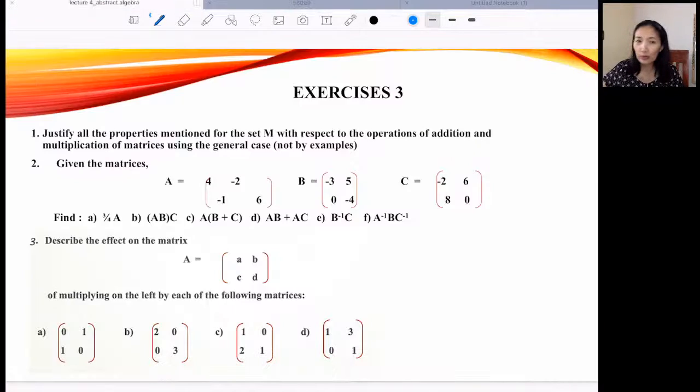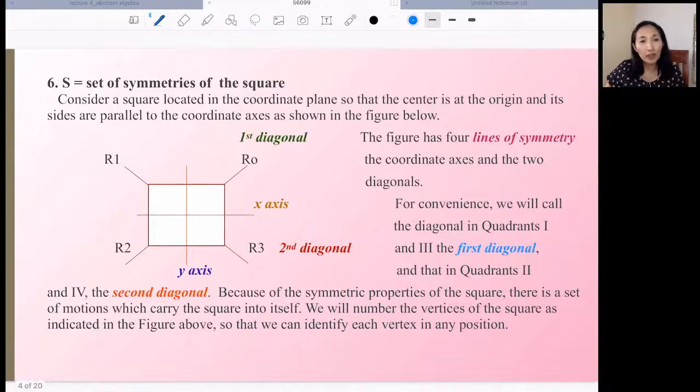May bago tayong set. Have you encountered the set of symmetries of a square in the past? Set of symmetries of a square. Kaya daw nila. Kakayanin nyo? Not yet daw. Okay, so not yet. Oh, this is something new. Yeah, I hope you could follow.